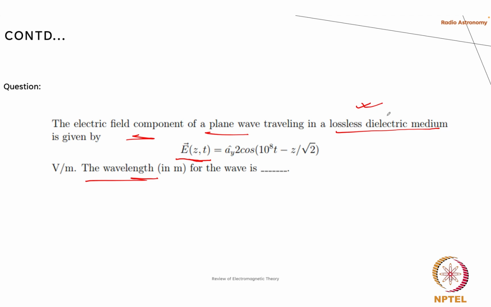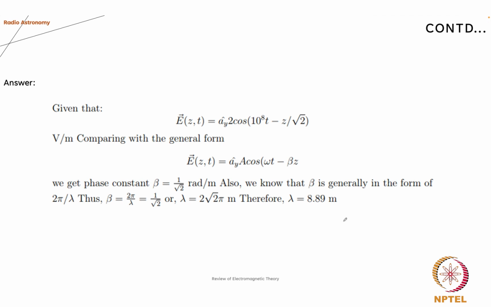So remember the property of the lossless dielectric medium. A hint is you can take a lossless dielectric medium as free space, and from there you can start calculating the quantity. I will give you 10 seconds here, and after that we will see the correct answer. So let's see what's the correct answer. If you got an answer somewhere in the range of 8.5 to 9.1, then your answer is absolutely correct.